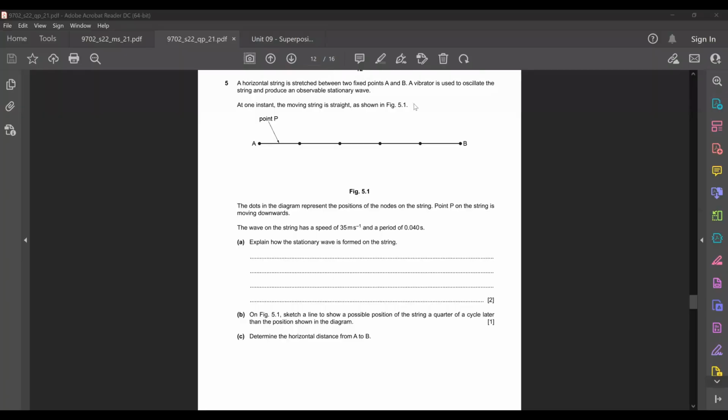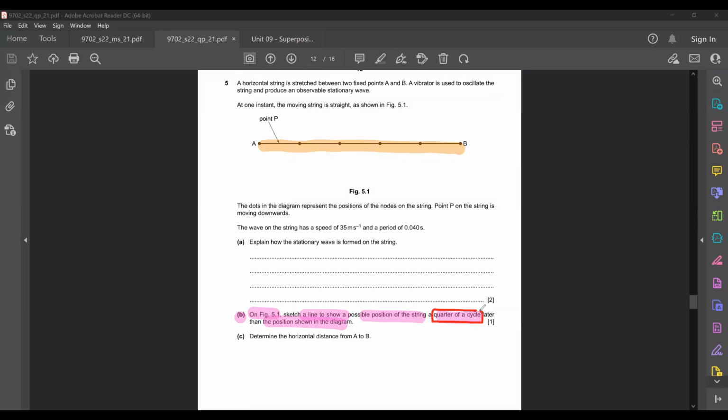For part B, on figure 5.1, sketch a line to show a possible position of the string a quarter of a cycle later than the position shown in the diagram. If you look at the diagram, the string is in a horizontal position. We want to show the position of the string a quarter of a cycle later.